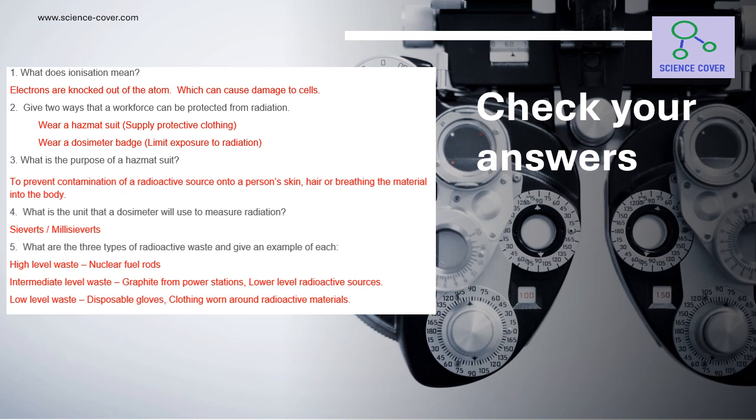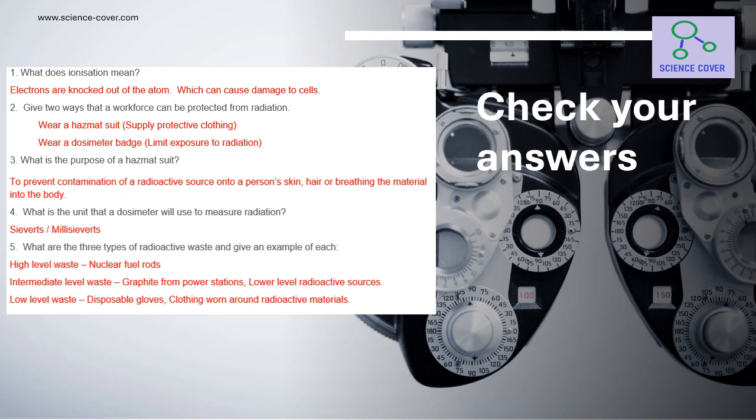What is the purpose of a hazmat suit? It is to prevent contamination of a radioactive source from getting on a person's skin, hair, or breathing in the material into the body. What is the unit that a dosimeter will measure the radiation? It's sieverts or millisieverts.